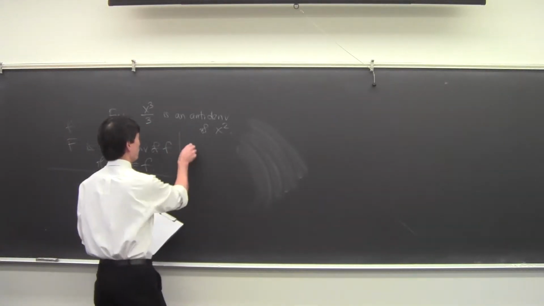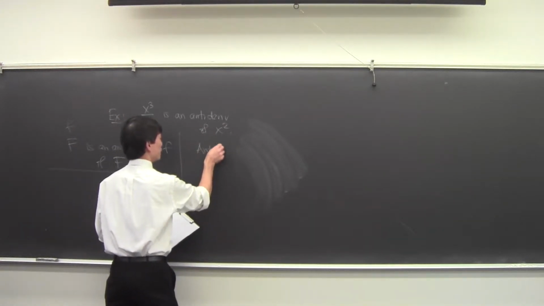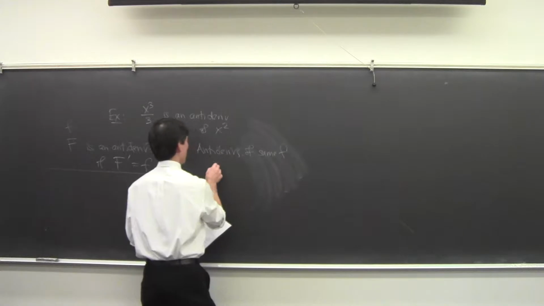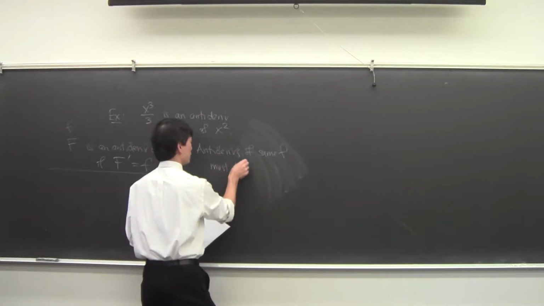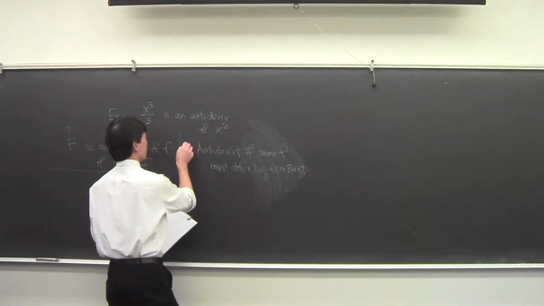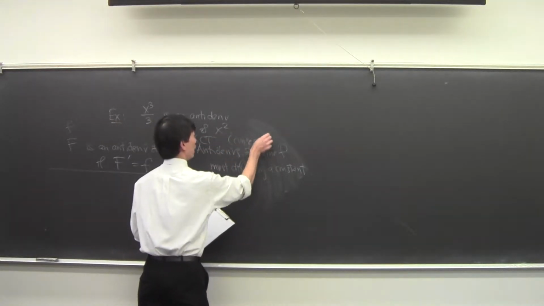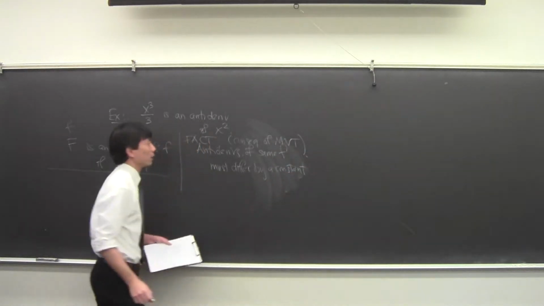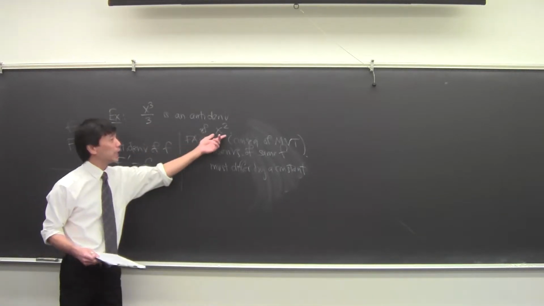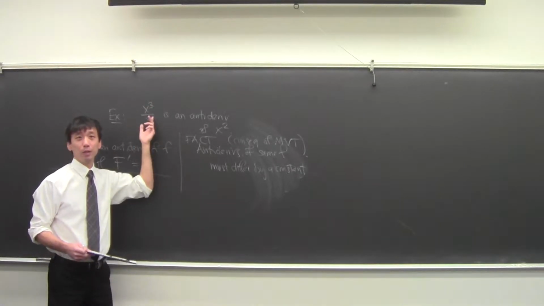So the point: antiderivatives of the same function must differ by a constant, right? And I'm just going to say this as a fact. It's a consequence of the mean value theorem. Okay, so antiderivatives of the same function will differ by a constant. So we know that all the antiderivatives of x squared will be x cubed over 3 plus some constant, right?